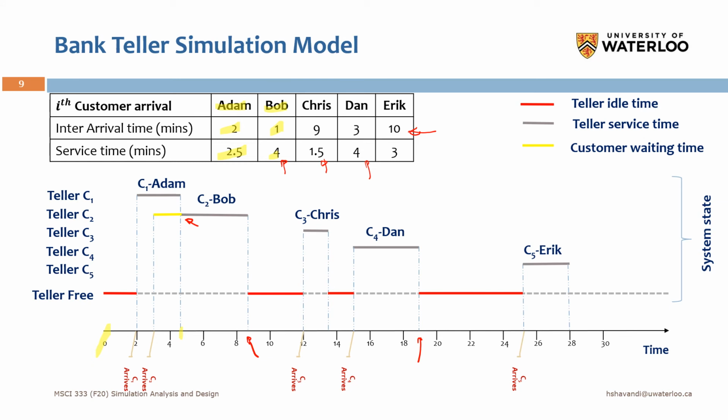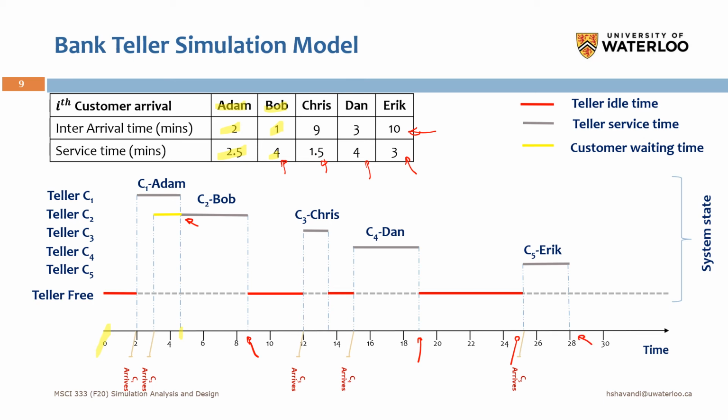So as you see here, from 19 up to 25, again Taylor is free, right? So at 25, Eric arrives at the system, and the service time for Eric is 3 minutes. So from 25 up to 28, Taylor will serve Eric.